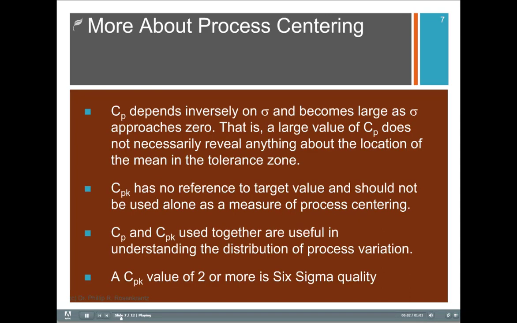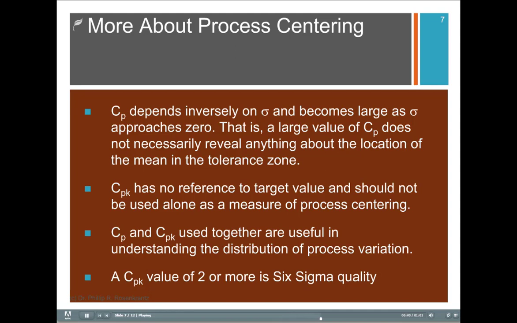So let's talk a little bit more about the centering of a process. Again, CP just tells you what the potential would be if the process was centered. The larger the standard deviation, the smaller CP. The smaller the standard deviation, the larger CP becomes. So CP is really just telling you the relative spread of the process. CPK, although it does tell you how you're doing compared to the limits, it doesn't tell you how you're doing relative to the target value.